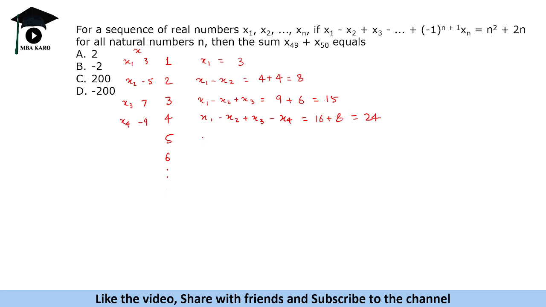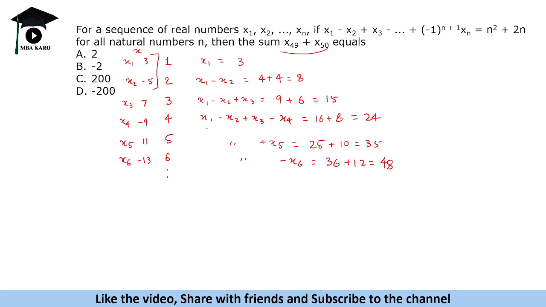Okay, next if we continue to x5, this thing plus x5 is equal to n square plus 2n, so that is 25 plus 10 is equal to 35. If we are adding x5, it becomes 35, so that means x5 is equal to 11. Now next is this minus x6, so that is 36 plus 12, it is 48. So when we are subtracting x6, it is becoming 48. So that means x6 is minus 13. So we see a pattern, right? So we see that 3, minus 5, 7, minus 9, and we need to find x49 and x50.